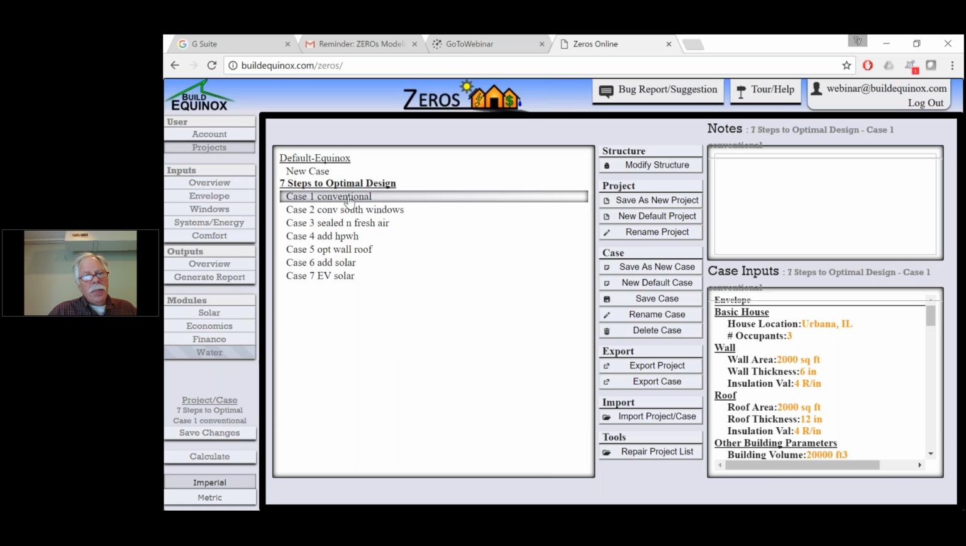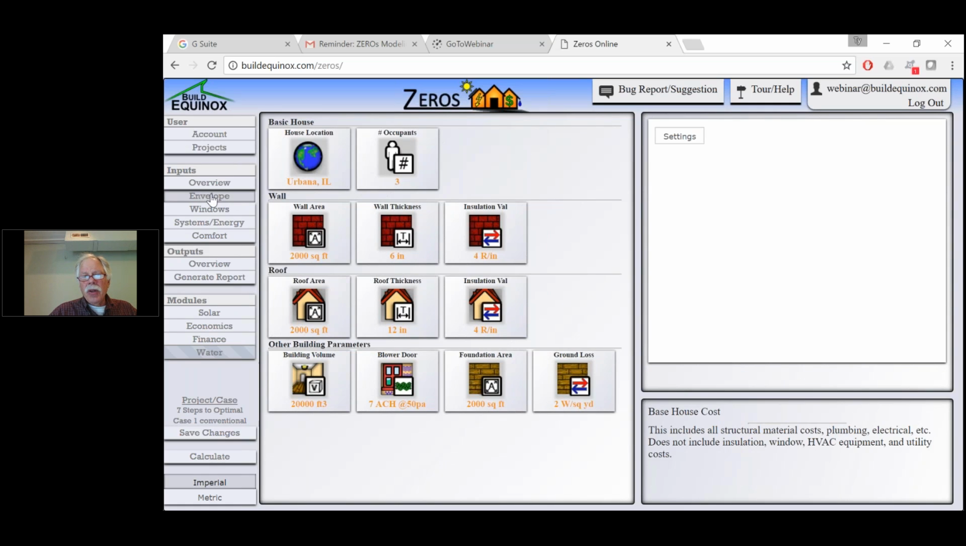So I have case 1 up here, and if I go over to envelope, just to get your bearings, we're going to look at 3 people. People are very significant, and we'll see how that impacts energy and economics. 2,000 square foot home, and yeah, I fudged these a little bit, but roughly a 2,000 square foot ranch would have about 2,000 square feet of wall area. It might be about 10 feet tall or so, with thinking of a 40 by 50 floor area. And a roof of 2,000 square feet, a building volume of about 20 cubic feet.